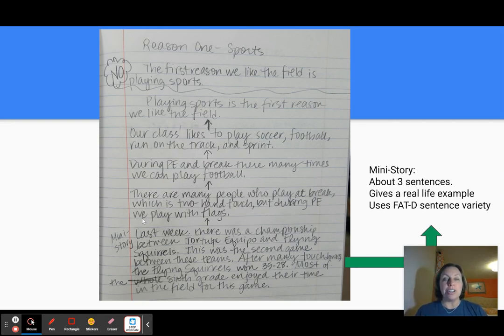So if you're writing about winter and you're writing about Christmas, tell a mini story about a time, something your family did for Christmas. We also can use some sentence variety. This one doesn't really have a lot. It doesn't have any dialogue in it. It does have feelings, that most of the 6th graders enjoyed their time watching the game. There's some feelings right there.